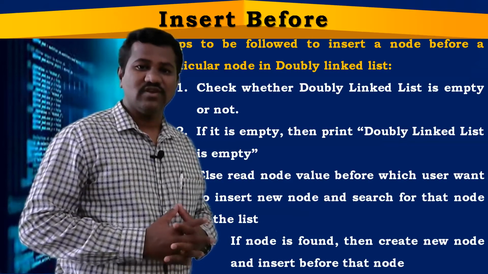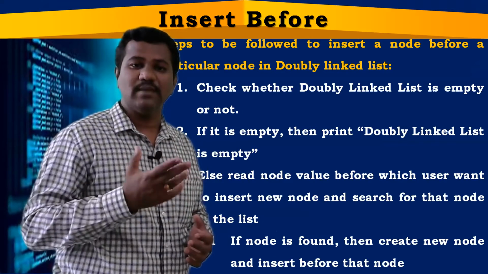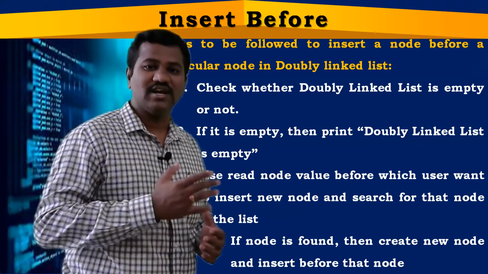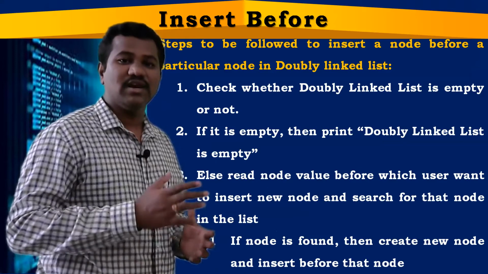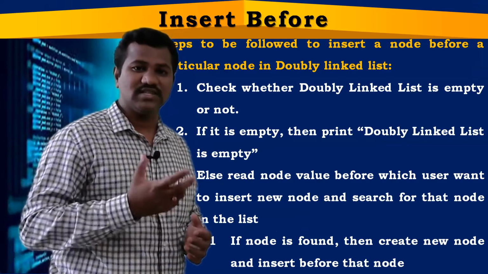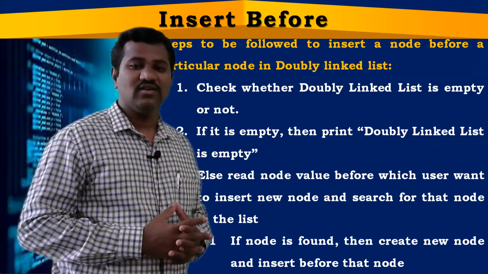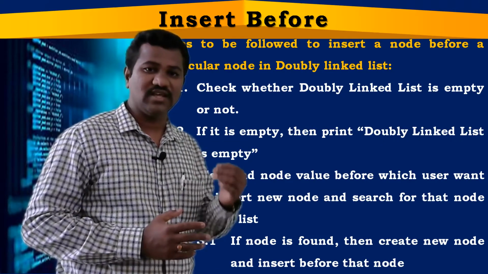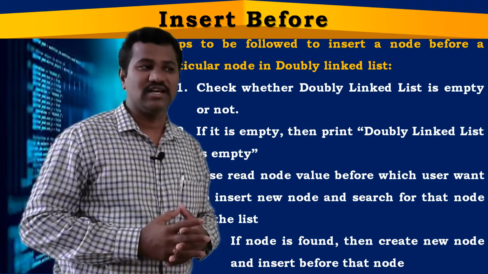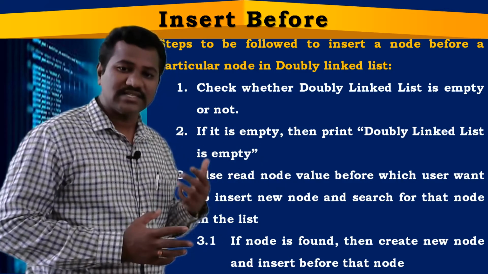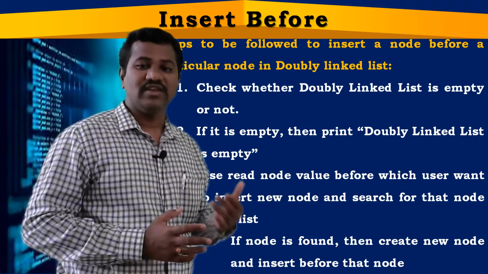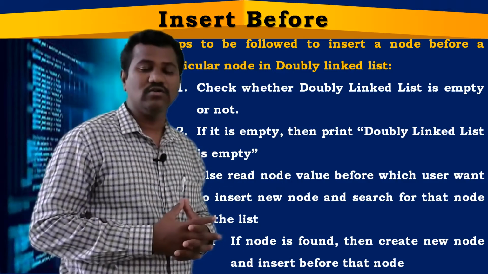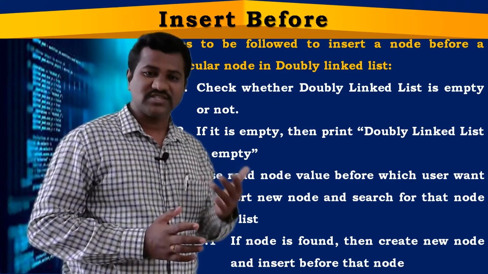The first step is we'll be checking whether the double linked list is empty or not. If the double linked list is empty, then we need to give a message that the double linked list is empty. If the double linked list is not empty, if there are some nodes in the list, then we need to accept a value from the user and we need to check whether that value exists in the double linked list or not. If that value exists in the double linked list, we need to insert a node before that. These are the steps that we need to follow. Let us see step by step clearly.